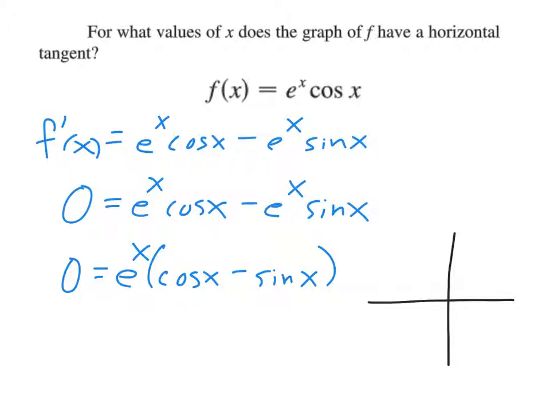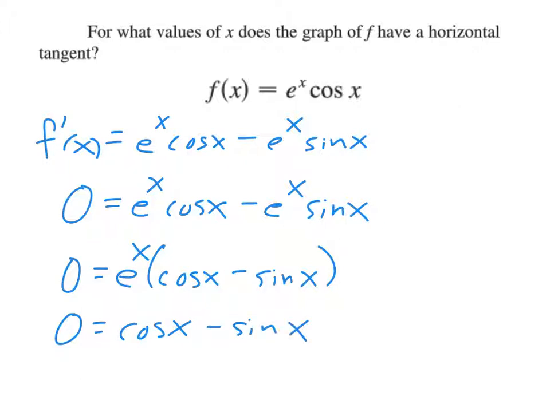think about what the graph of e to the x looks like. This is your graph of e to the x. When does it reach 0? It doesn't. It never actually hits 0. We have an asymptote at 0 on this one. And so, because there's an asymptote at 0, it never actually hits 0. And so the e to the x part of my equation isn't going to give us any solution. Now because of that, I know that all I'm left trying to figure out is what makes the cosine of x minus sine of x equal 0.